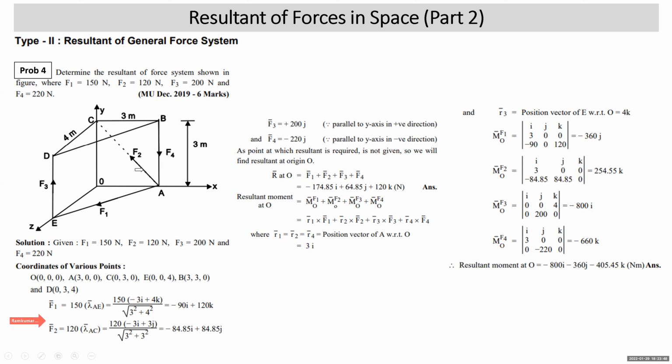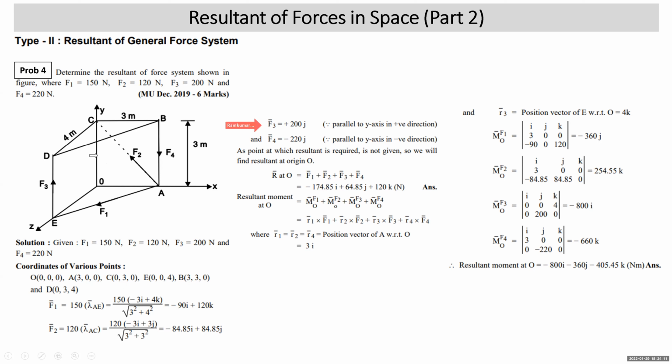F2 is 120 lambda AC. F2 magnitude is 120. Lambda AC means AC upon mod of AC. AC is C minus A. C point is 0, 3, 0. A is 3, 0, 0. So 0 minus 3 is minus 3i, 3 minus 0 is 3j, 0 minus 0 is 0. Minus 3i plus 3j divided by its modulus, you get this.